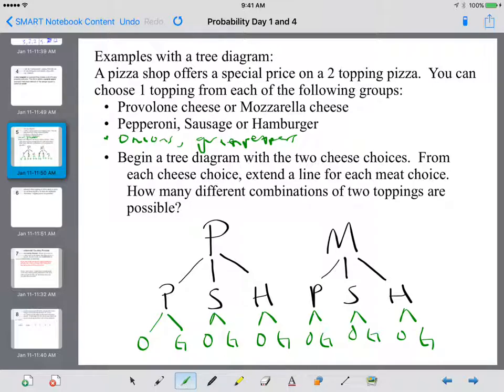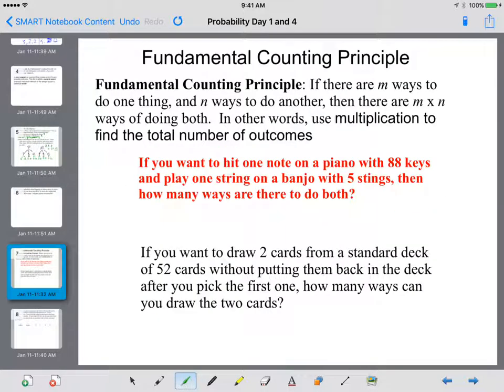Now let's think about this. There are 2 options here, there are 3 options here, and there are 2 options for our third choice. This is the fundamental counting principle. What's 2 times 3 times 2? This would be 6 times 2, which is 12. And that is how many combinations we have in the end. This is our fundamental counting principle.